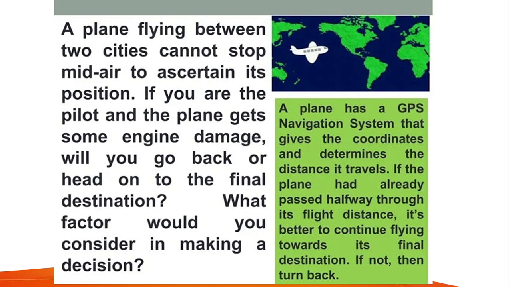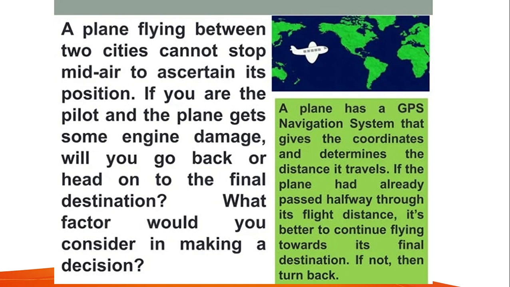So we'll start with an example before knowing the topic for this day. A plane has a GPS navigation system that gives the coordinates and determines the distance it travels. If the plane had already passed halfway through its flight distance, it's better to continue flying towards its final destination. If not, then turn back. So the distance will also help us in identifying when to turn back or when to continue our travel.